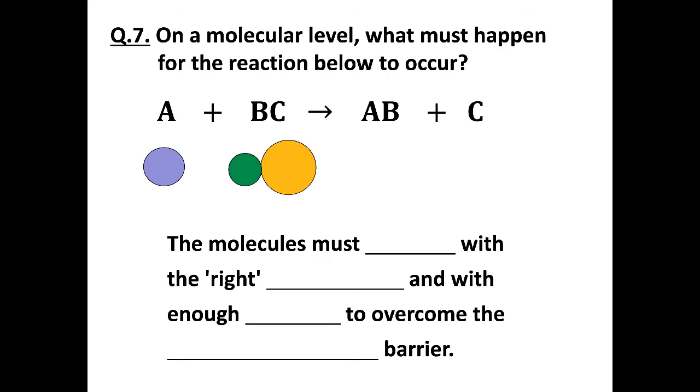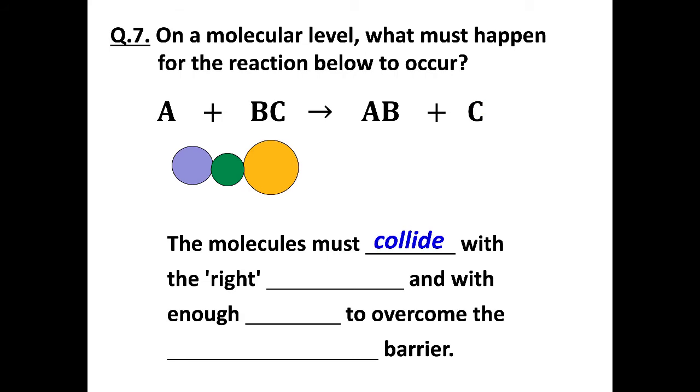Okay, now kind of moving away a little bit from time versus concentration calculations and taking a look at what's going on at a molecular level. On a molecular level, what has to happen for any reaction to occur? We'll look at the reaction here of A, which is a purple sphere, reacting with BC, where B is a green sphere and C is a sort of yellowish sphere. So these represent, let's say, atoms or molecules, and for A and BC to react to make AB and C, first of all, the molecules actually have to contact each other.